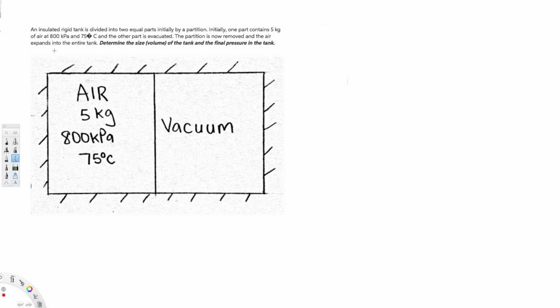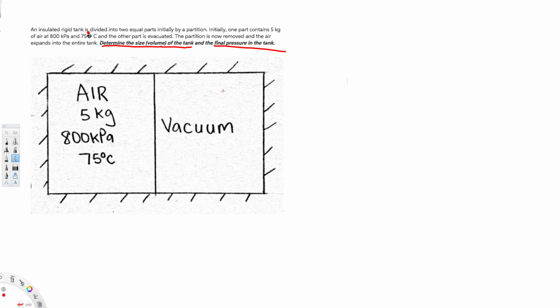The question is asking: an insulated rigid tank is divided into two equal parts initially by a partition. Initially, one part contains 5 kilograms of air at 800 kilopascal at 75 degrees Celsius, and the other part is evacuated. The partition is now removed and the air expands into the entire tank. Determine the size, so they're asking for the volume of the tank, and the final pressure in the tank.